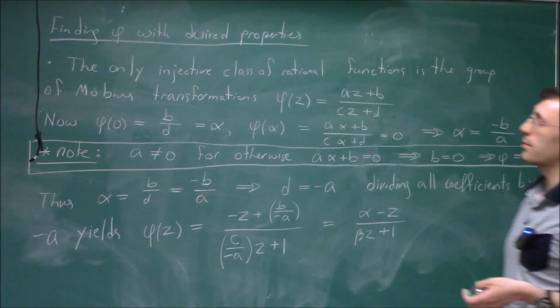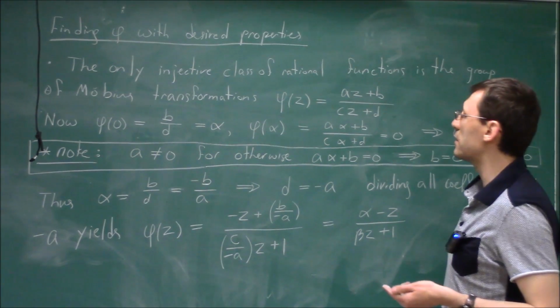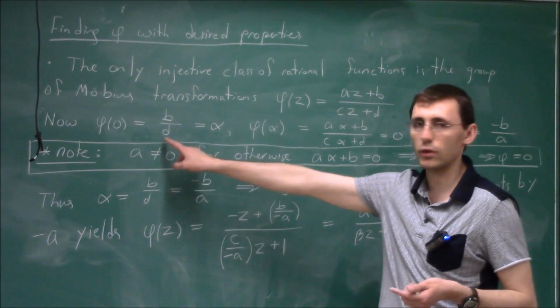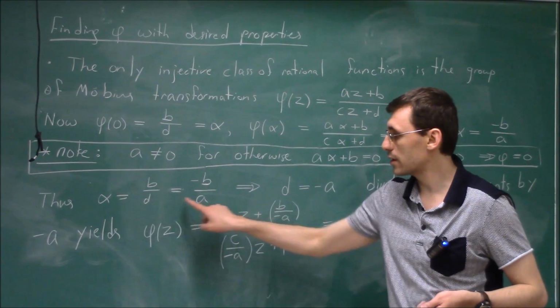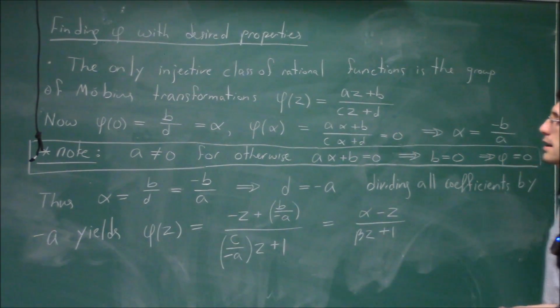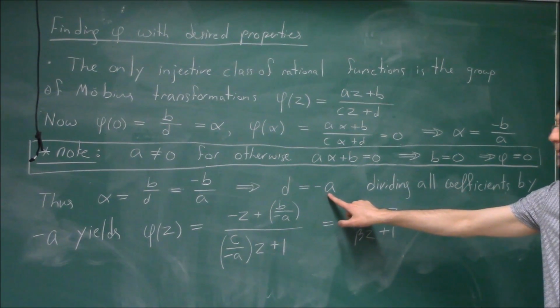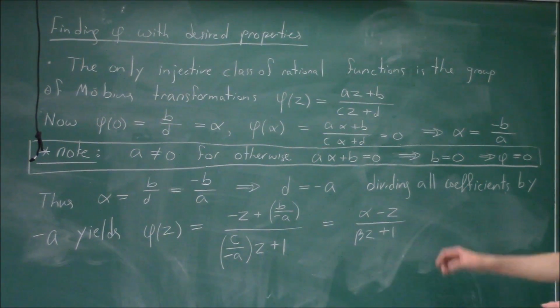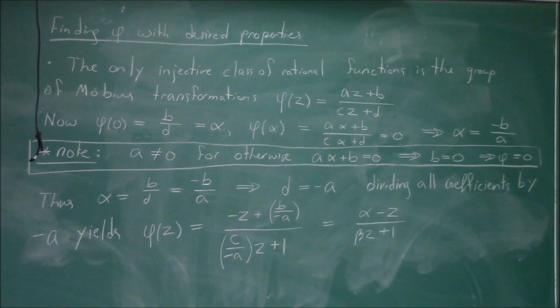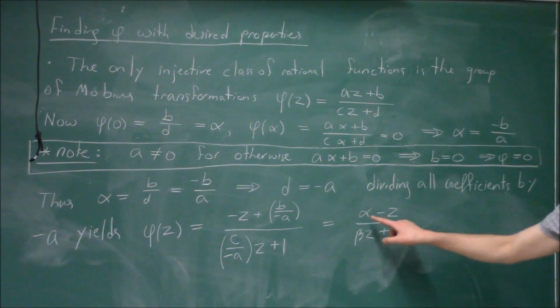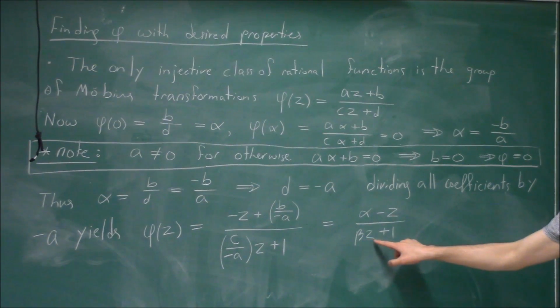So then from here we have two values for alpha. We know that alpha is equal to minus b over a, and alpha is equal to b over d. So we have b over d must equal minus b over a. The implication is that d is equal to minus a. So if we take the original function phi of z and divide all the coefficients by minus a, this gives us this expression, which is alpha minus z over beta z plus 1.